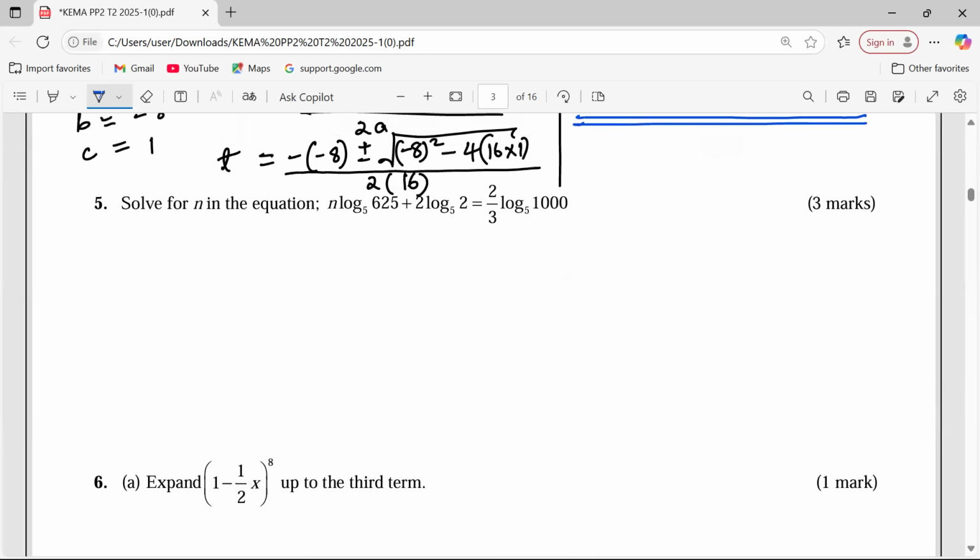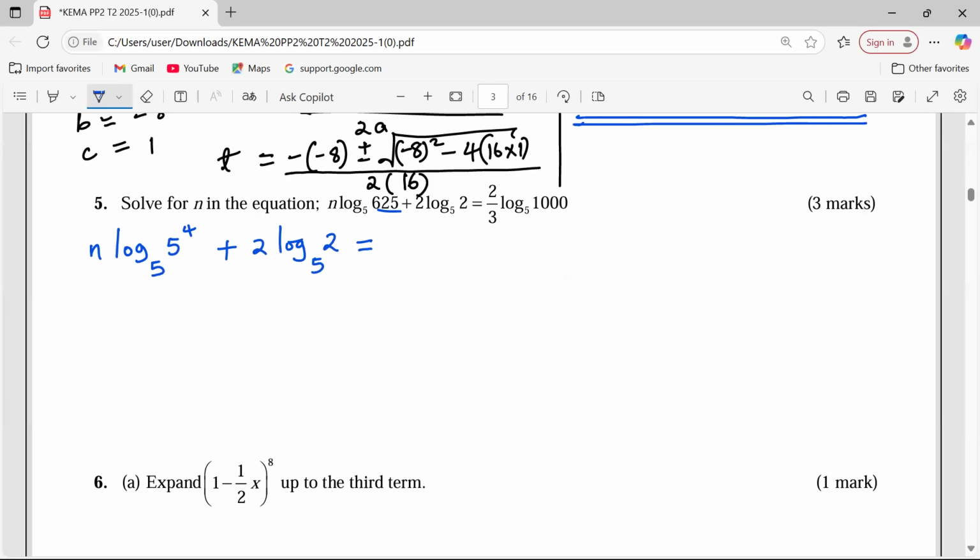From the first term here, which is n log of 625 to base 5, we are supposed to know that this is n log to base 5, then 625 can be written as 5 power 4. Yeah, 5 power 4. Then plus 2 log of 2 to base 5.